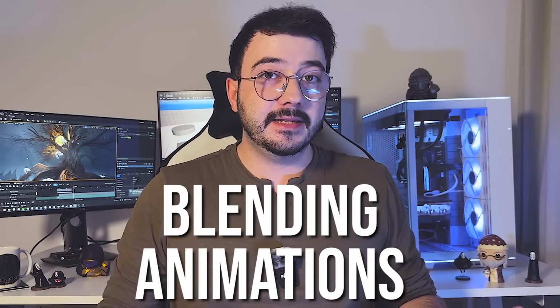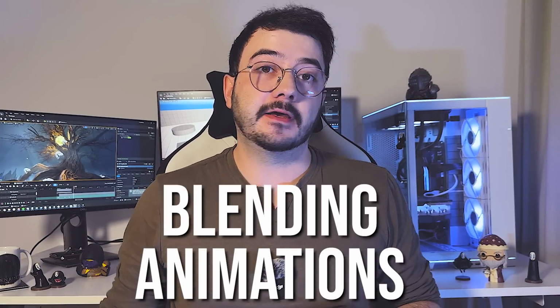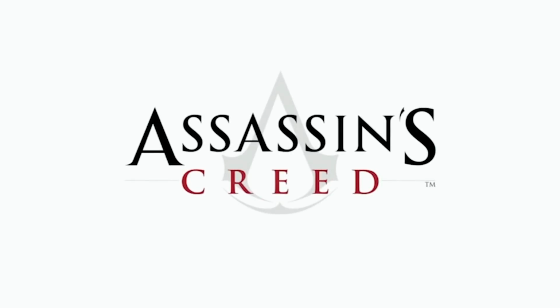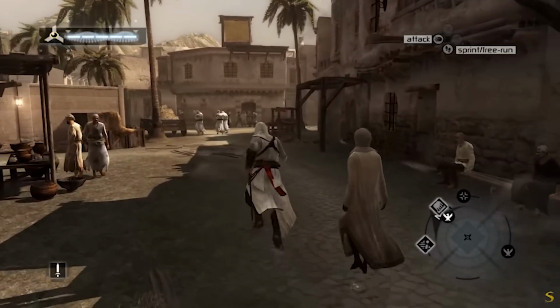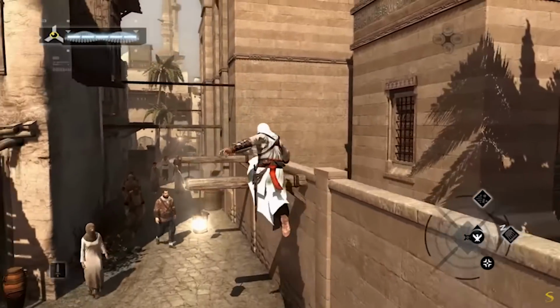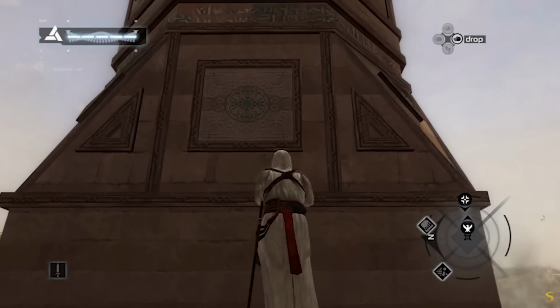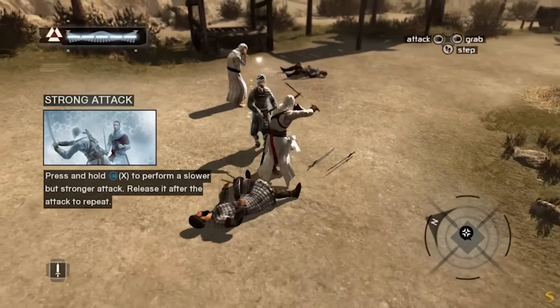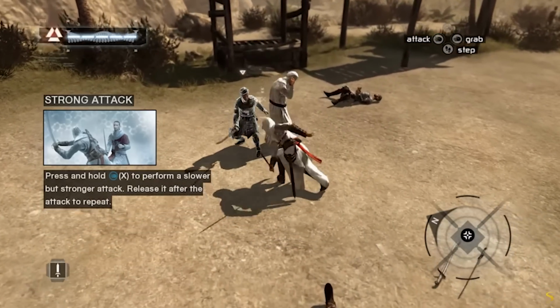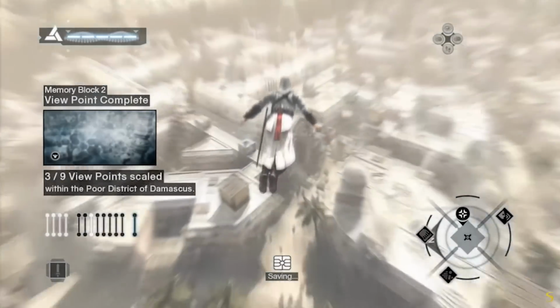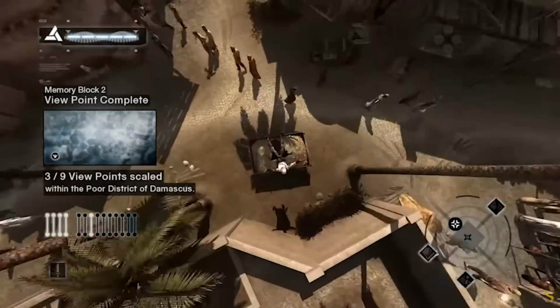As games moved into open worlds, blending animations became the next big thing. Assassin's Creed is a perfect example. Here we can see animations smoothly blending together, running, jumping, climbing, fighting, all in one seamless experience. You no longer felt like you were triggering individual animations. It was one fluid motion.